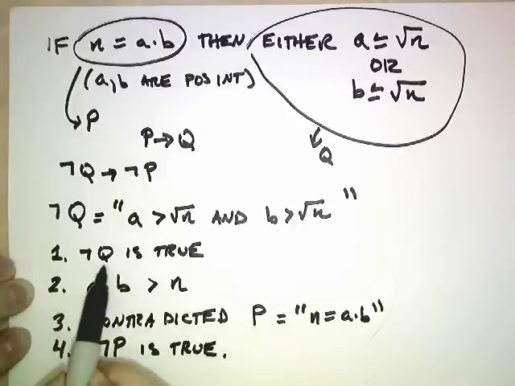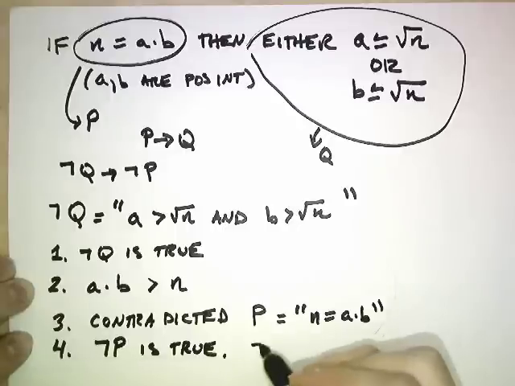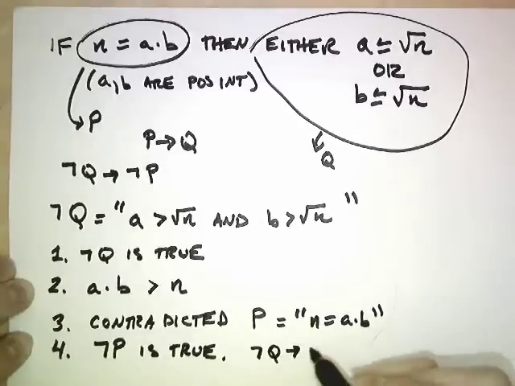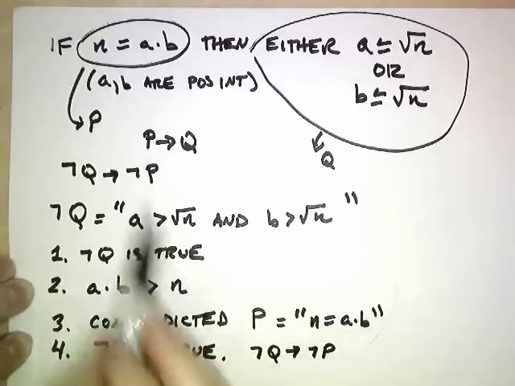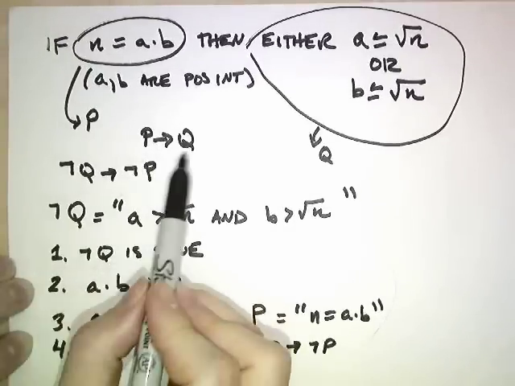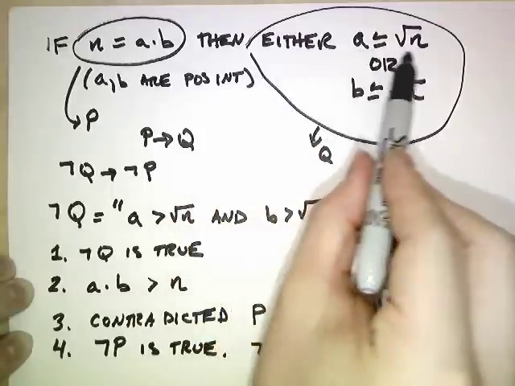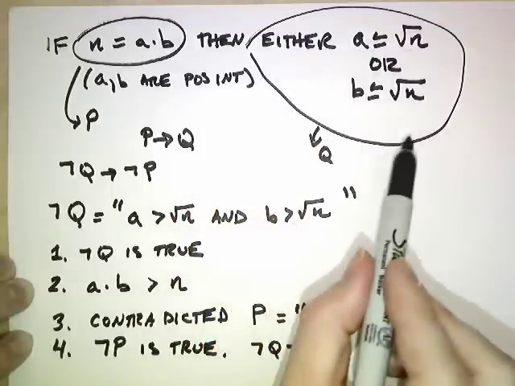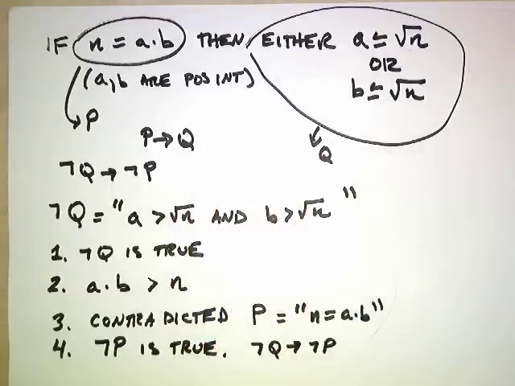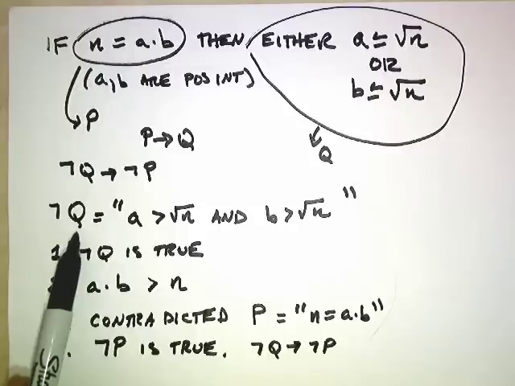Once again, we started from not Q, we arrived at a sequence of simple steps to not P, and so we can conclude that not Q implies not P. Therefore, equivalently, P implies Q. So we know that if n equals a times b, then either a is less than or equal to the square root of n, or b is less than or equal to the square root of n. Again, this is a proof by contradiction because we started by contradicting Q, and we ended up contradicting P.